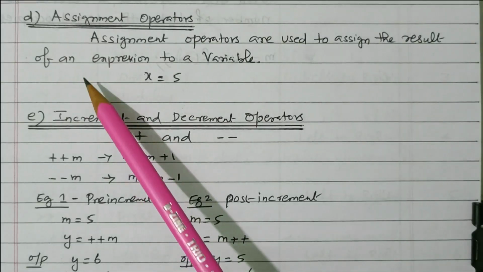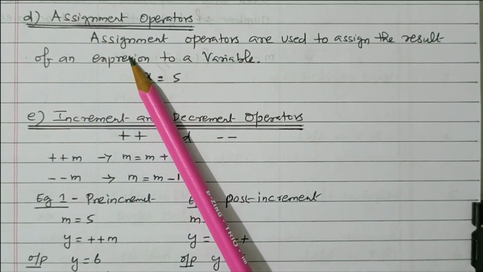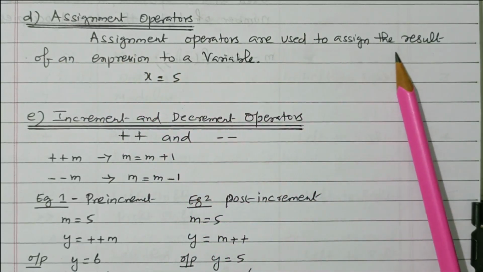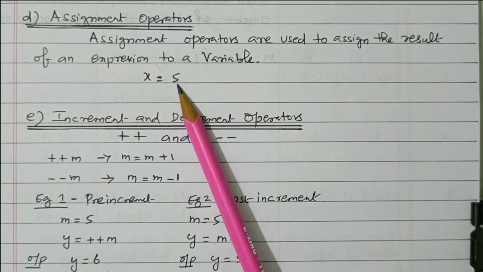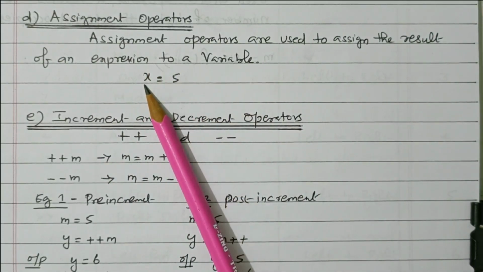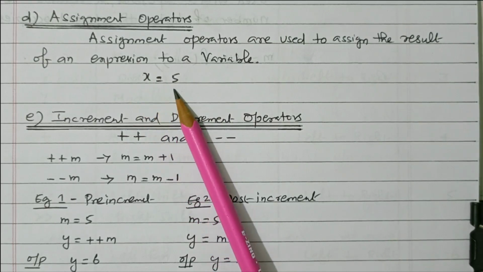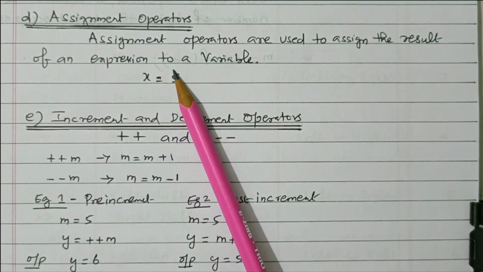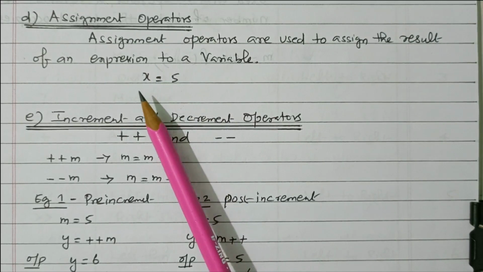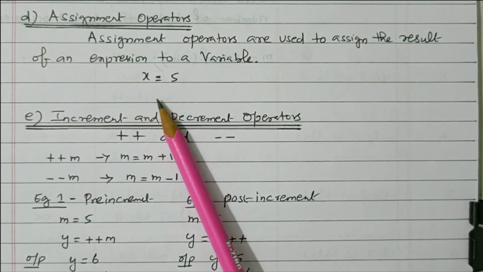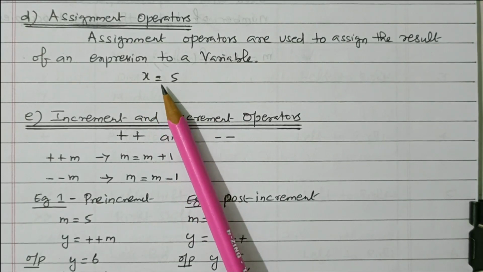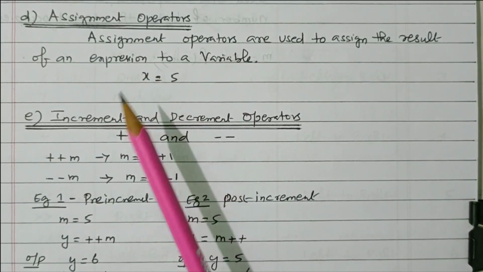So the next one is the assignment operator. Assignment operator is used to assign the result of an expression to the variable. x equal to 5 means the 5 will be stored in the variable x. x is the variable, 5 is the value. The 5 will be stored in the variable x. We already discussed double equal. Double equal means you will check both are equal. It will not assign the value. Single equal means it will assign the value to the variable.